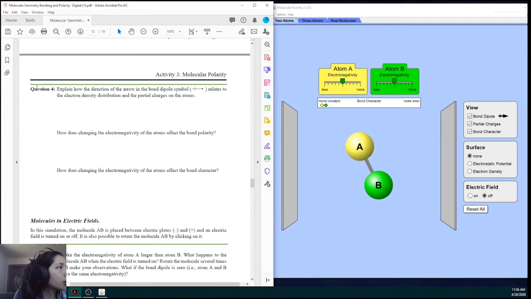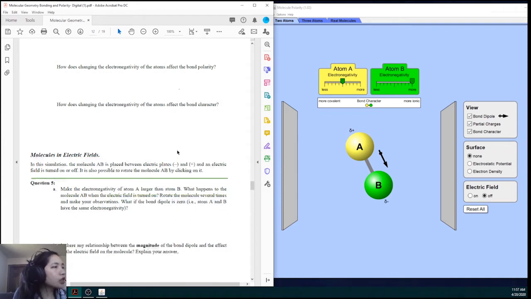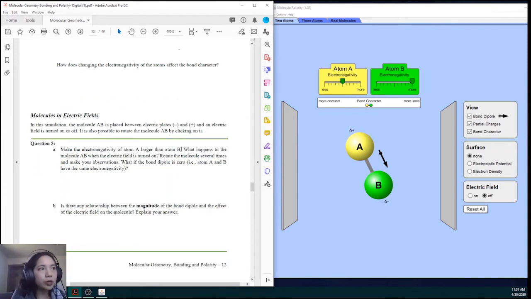Hopefully now you can answer question 4. If I play around here and make them different, now A and B are the same. Maybe I'll put A 1 tick up, maybe another tick up, maybe halfway. If I switch B all the way to more electronegative, I'll switch the arrow. See, so less, same, more. So that's showing different bond character and changing the electronegativities of A and B.